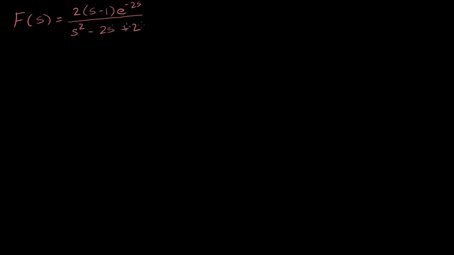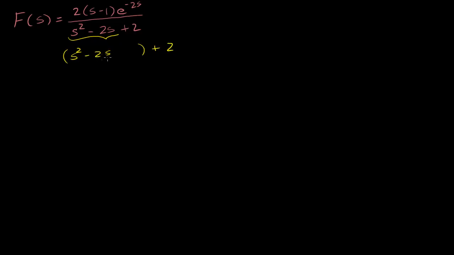So if you can't factor this out, the next idea is maybe you could complete the square, and maybe this will match one of the cosine or the sine formulas. So how can we complete the square on this denominator? Well, let me rewrite this as s squared minus 2s, and I'm going to put a plus 2 out here.